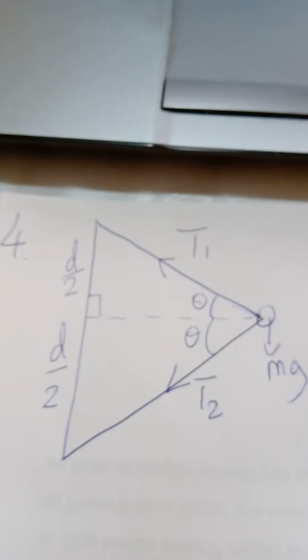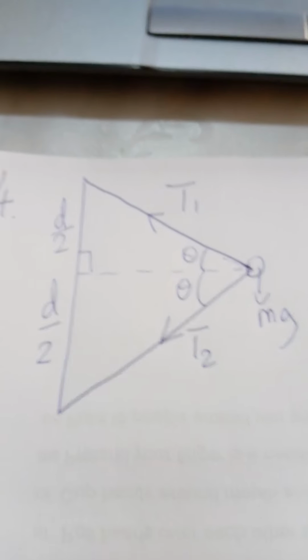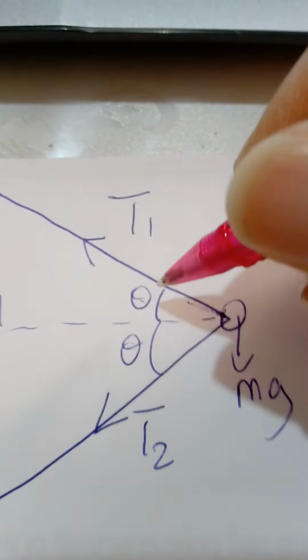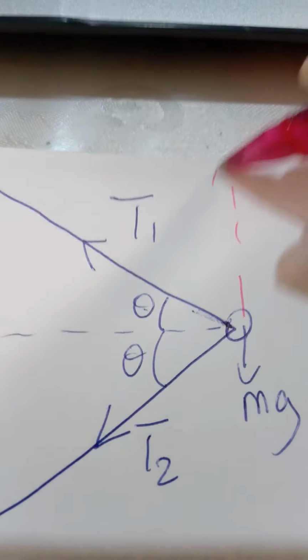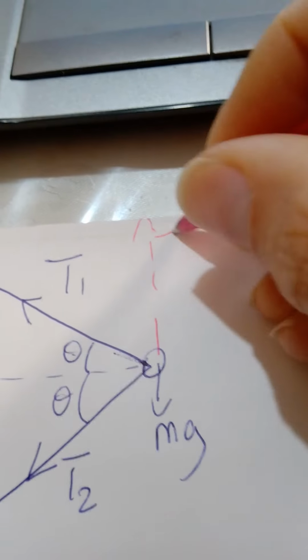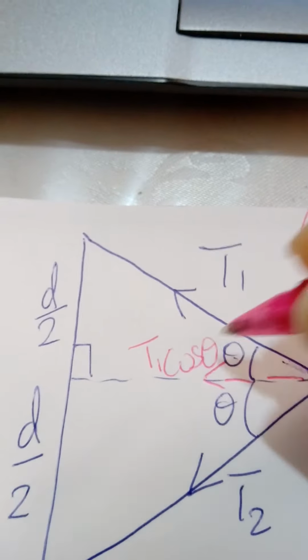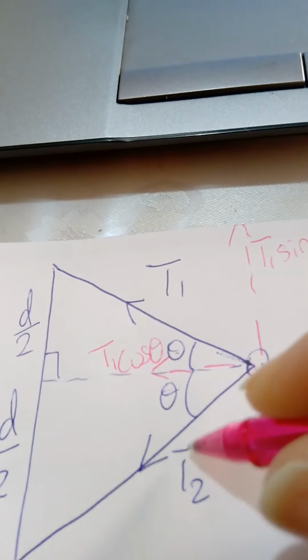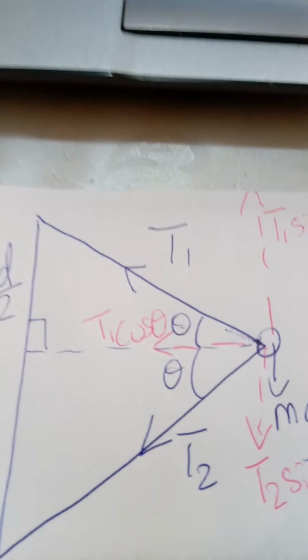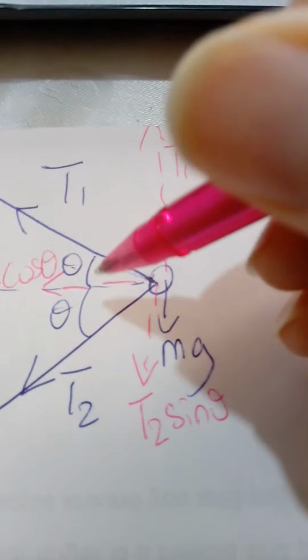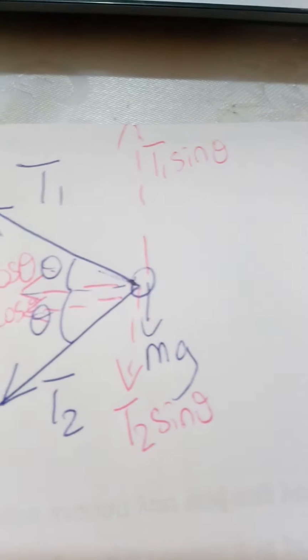Now, also, we need the forces to be all vertical and horizontal. T1 and T2 are diagonal. We need to use the components. So for T1, I will do this, and we'll get the component here, T1 sine theta. And over here, we get T1 cos theta. At the bottom, we've got T2. Here, we'll have T2 sine theta. And over here, we'll get T2 cosine theta.